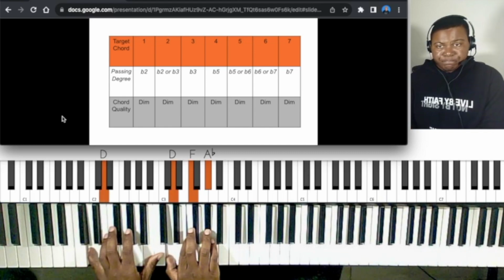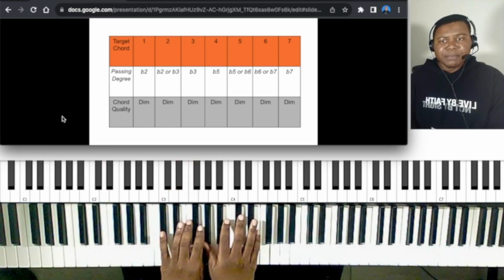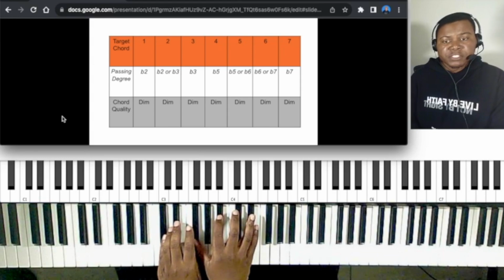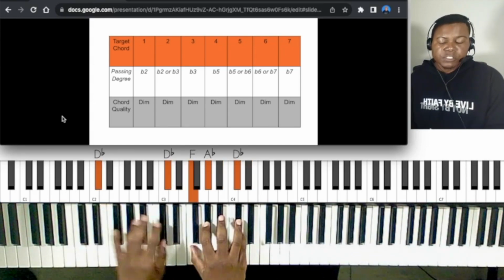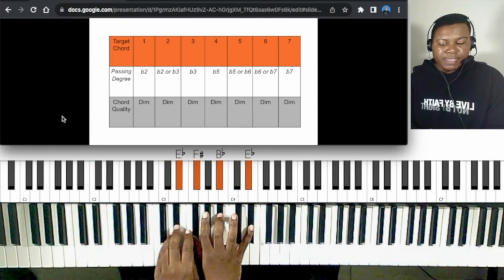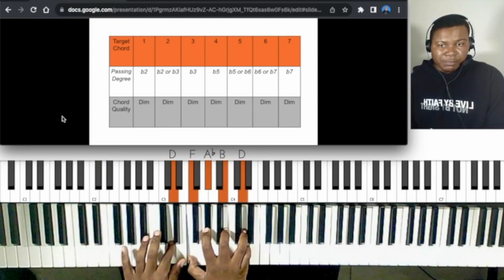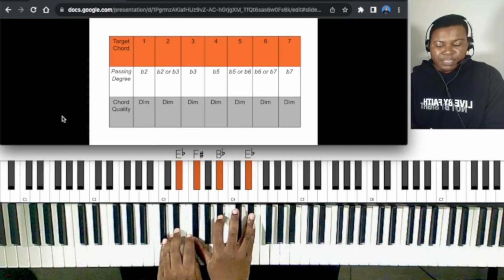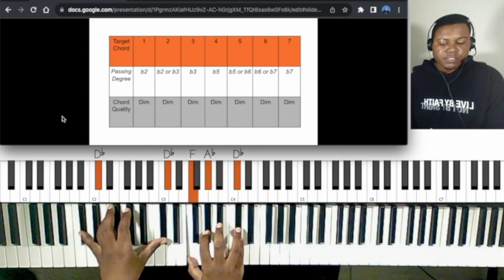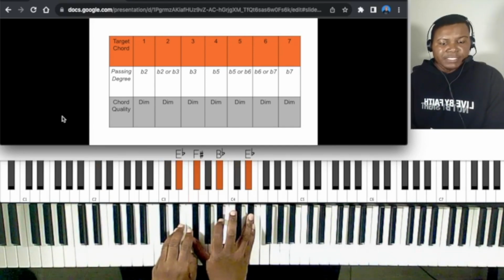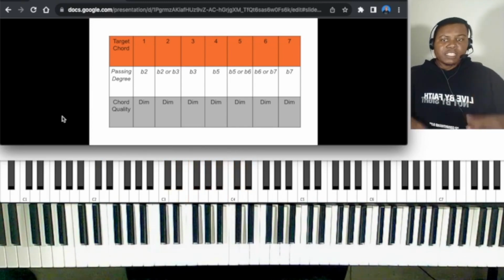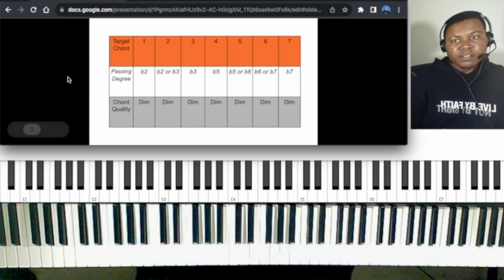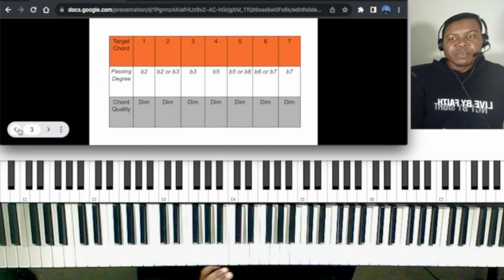And as an example, let's just have our target be the 2. And we are going from the 1 to the 2. And I'm going to put a passing chord between the 1 and the 2, a diminished passing chord. Let me do it one more time. 1 to the 2. Now with the passing chord. And you do that same concept with other degrees. So I hope that recap was helpful.